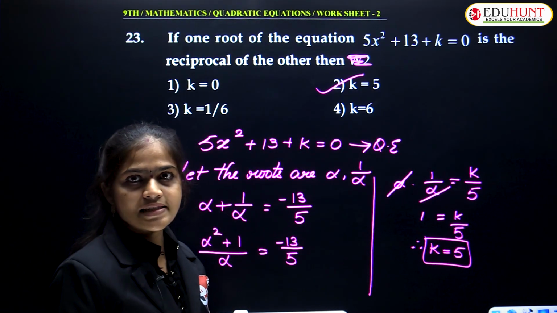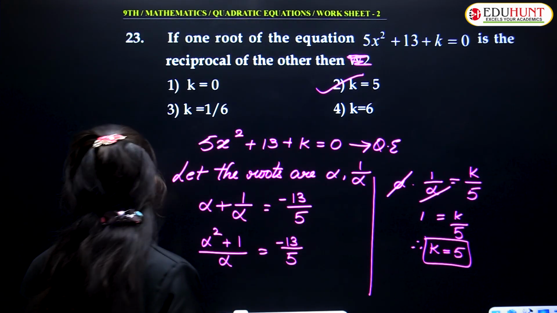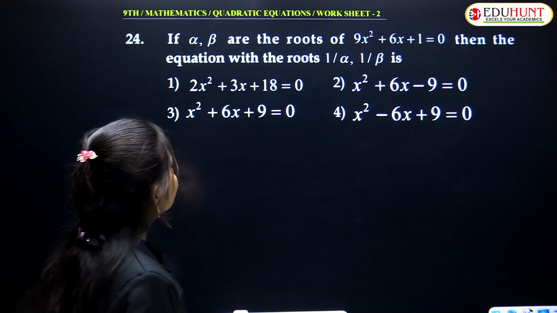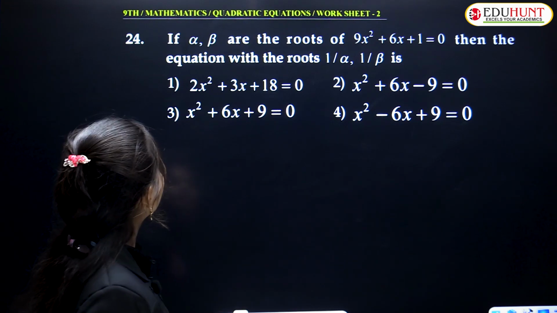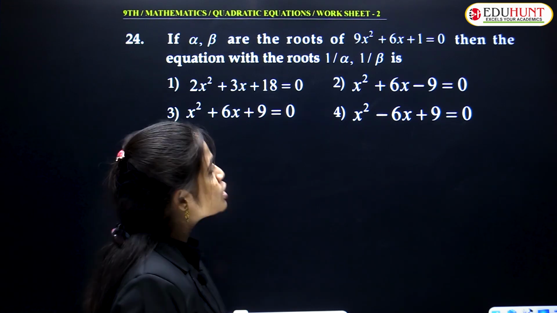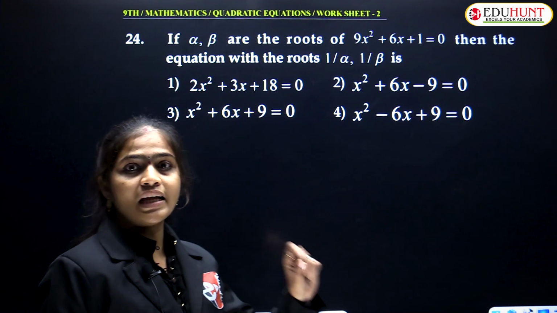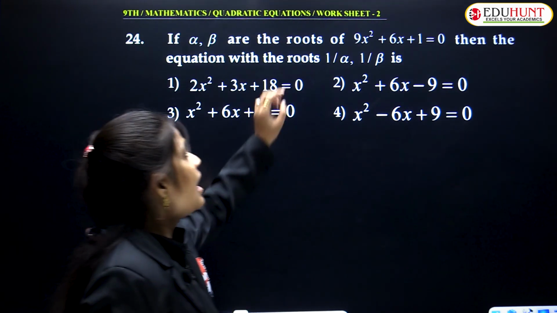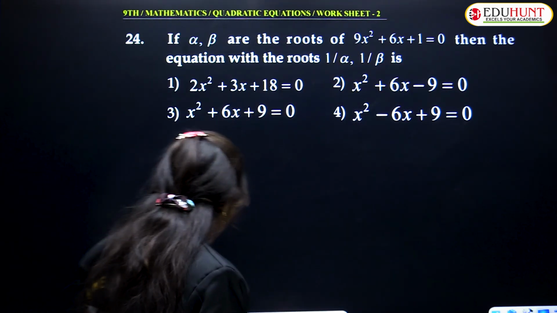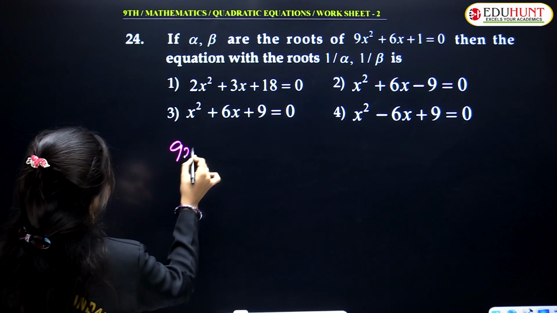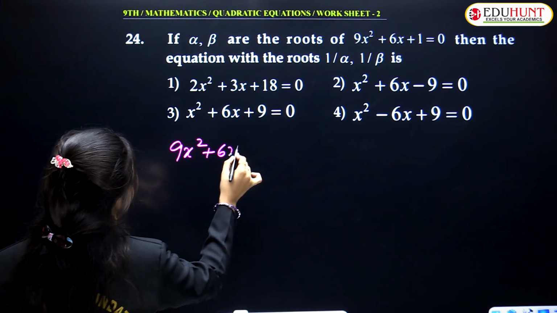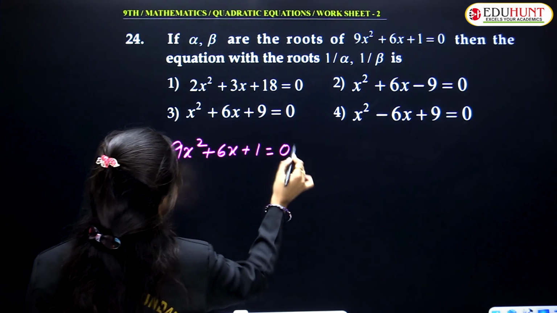Yes, option 2 is correct. Okay, and see the last question, the 24th one. So what is given here? If alpha and beta are the roots of the quadratic equation 9x square plus 6x plus 1 is equal to 0.